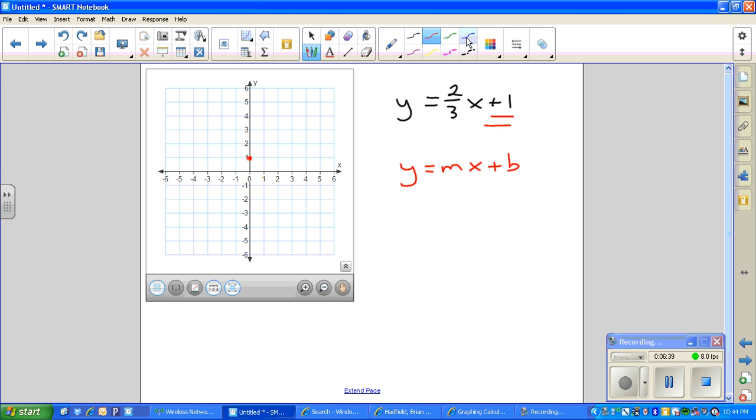Easy. Now, the slope right here is 2/3. And again, that's rise over run. So I'm going to rise 2 and do a run of 3. Start right here on the y-intercept. Rise 2, 1, 2, and a run of 3: 1, 2, 3. Put a point. Rise 2, 1, 2, and run of 3: 1, 2, 3, and put a point.